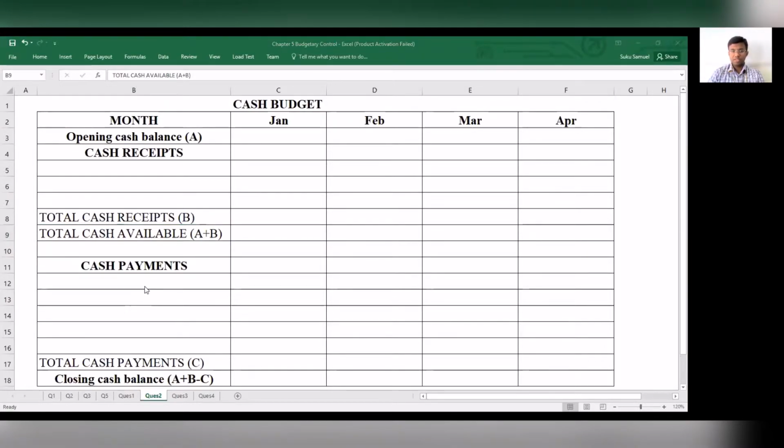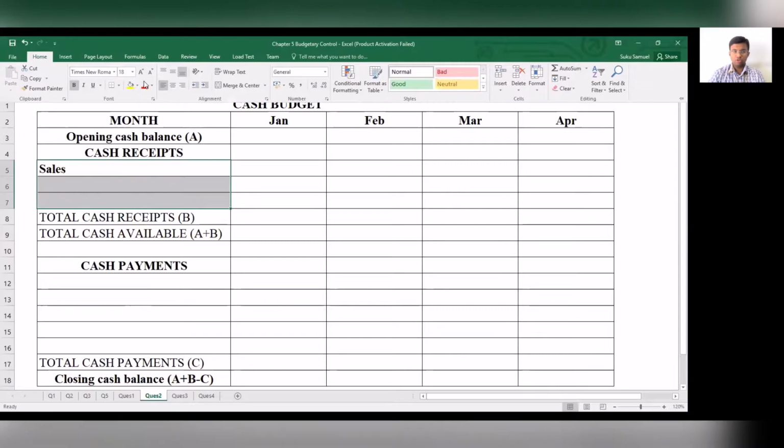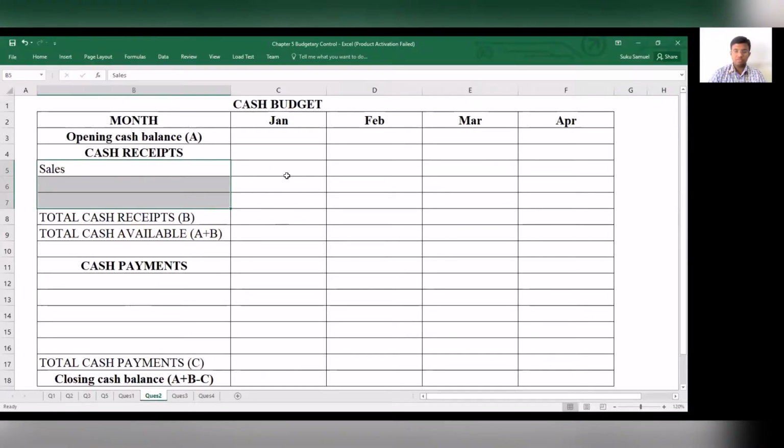Also, as a thumb rule, it is advisable that you fill out the items first before you go about working out the actual cash budget. The only cash receipt that we have over here is sales.